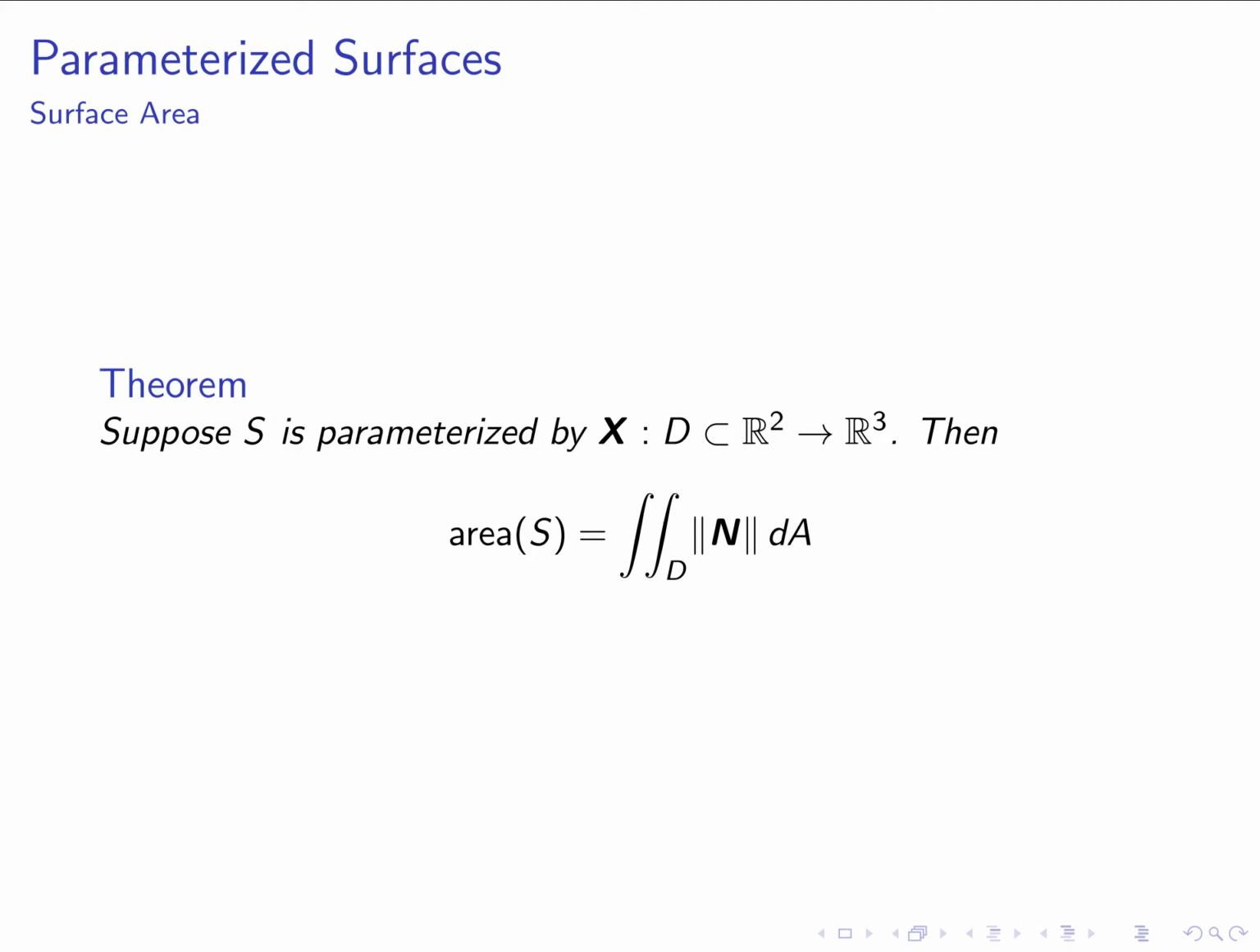So this inspires our definition of surface area for a parametrized surface. Let's say the surface S that we're studying is parametrized by bold X, which is defined on some domain D in R2 into R3. Then the area of our surface is equal to the double integral throughout the domain of the parametrization. And here we are integrating the magnitude of the standard normal vector with respect to area.